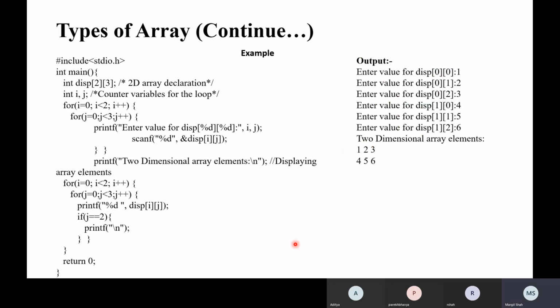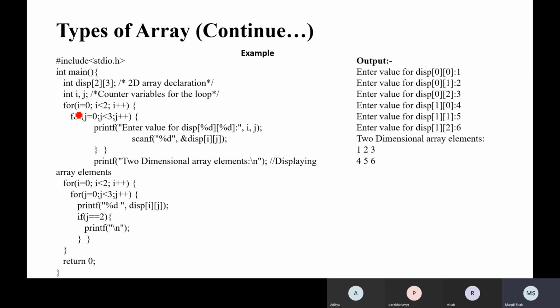Now let's see one short example with a two-dimensional array also. Here we have taken disp as the array with 2 rows and 3 columns, so it's a 2D declaration. Then after, we are using two counter variables i and j for looping purposes.